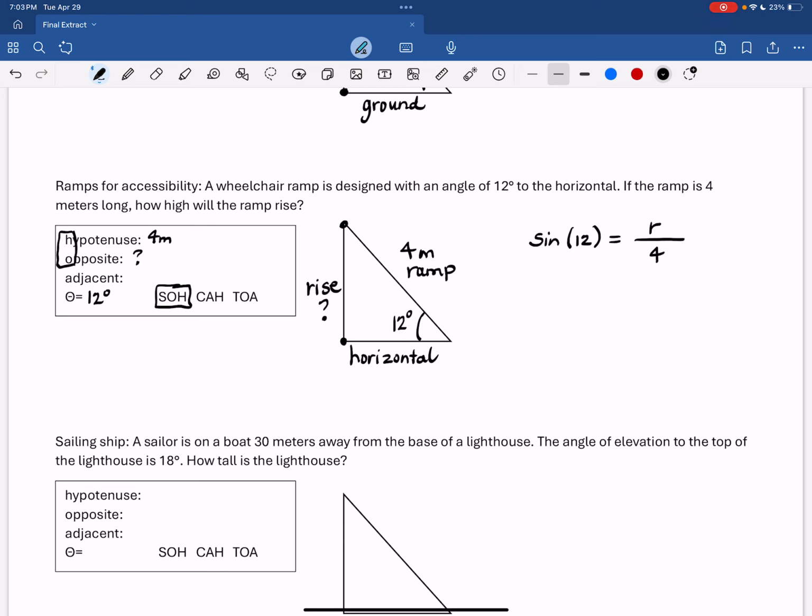So rise, and then 4 is hypotenuse. So 4, and you do it to both sides. It's one of your algebra golden rules. So 4 times the sine of 12. Again, I wouldn't expect anything huge because we're talking about a wheelchair ramp. And again, that's less than a full meter.